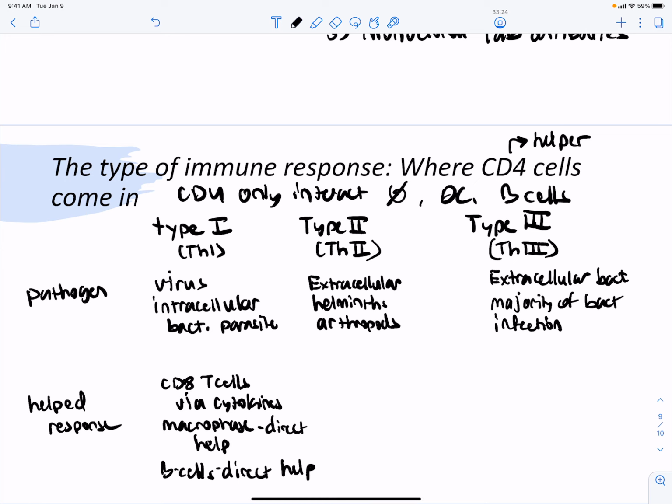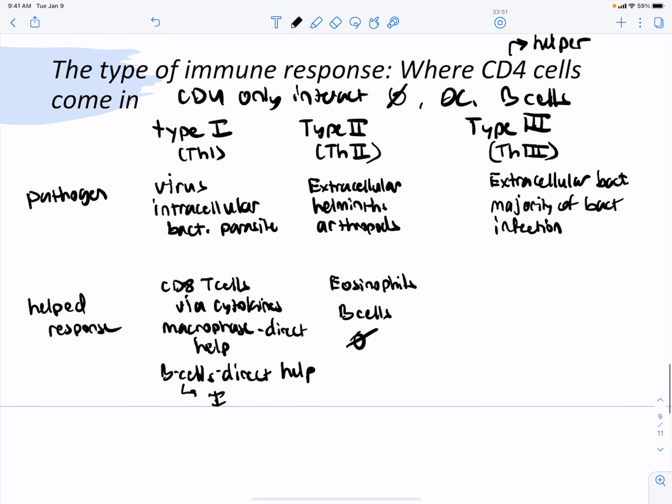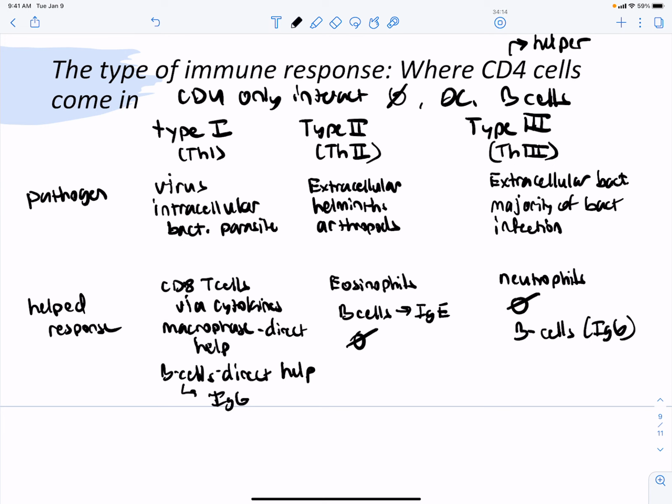The type 2 response is going to be our eosinophils. And this is going to be, again, our B cells and our macrophages. Typically, B cells will make immunoglobulin G, IgG type. Typically, you're going to have IgE for your type 2 responses. And then type 3 is going to be for neutrophils, macrophages, B cells, usually going to be IgG again. Typically when you see IgG, it'll be a combination of IgG, IgA, because IgA will be in the secretions, IgG will be inside of your body.